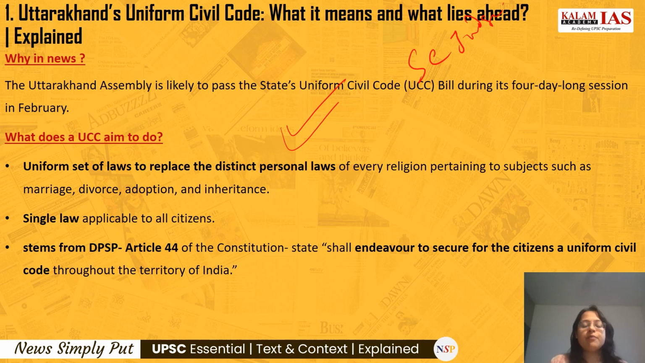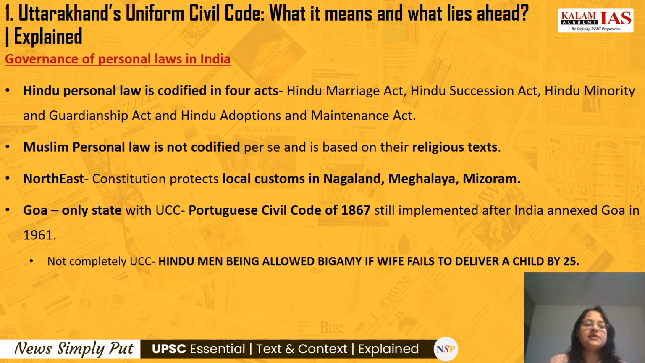And this stems from our DPSP in the Constitution, that is Article 44, which lays down that the state shall endeavour to secure for the citizens a uniform civil code throughout the territory of India. But this DPSP being a non-justiciable part of the Constitution, it has not been implemented so far because of various reasons that we would be discussing in the further slides. Okay, but the DPSP has some fundamental role in the governance of our nation. First, we will understand the governance of personal laws in India.